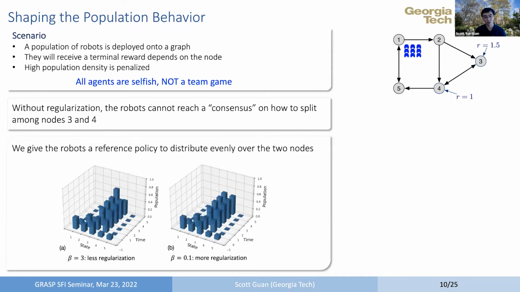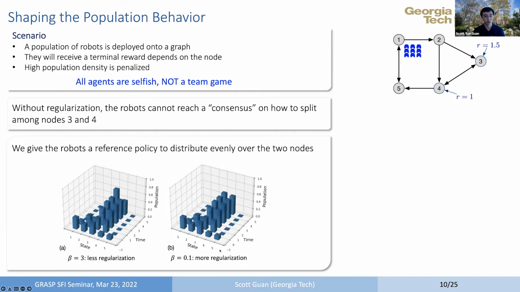So in our formulation, we can give the agents a reference policy. In this case, we give the agents a reference policy to distribute evenly over node 3 and node 4. And obviously, the algorithm converges. The following 2 figures present the population behavior over time. This axis is time, and this is the state, and the z-axis is the population distribution over these states.